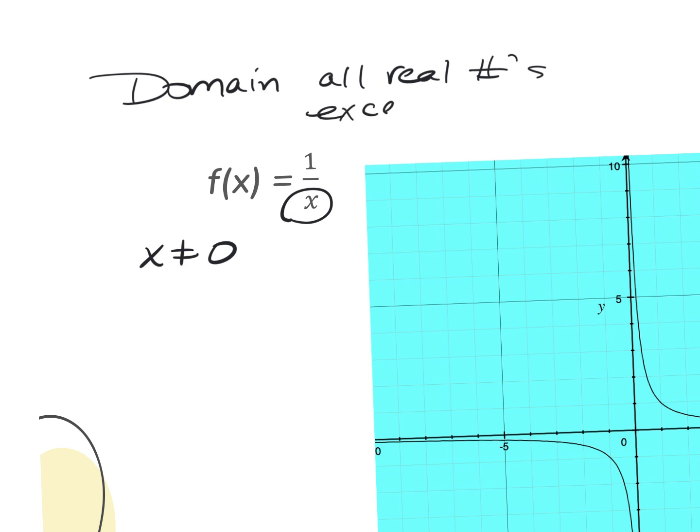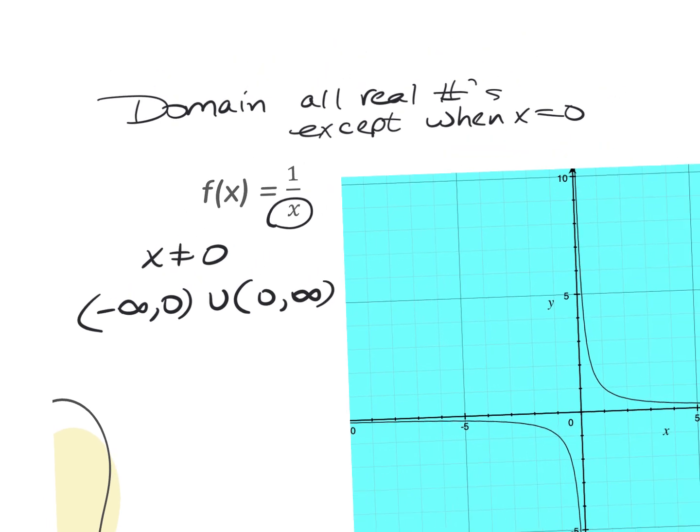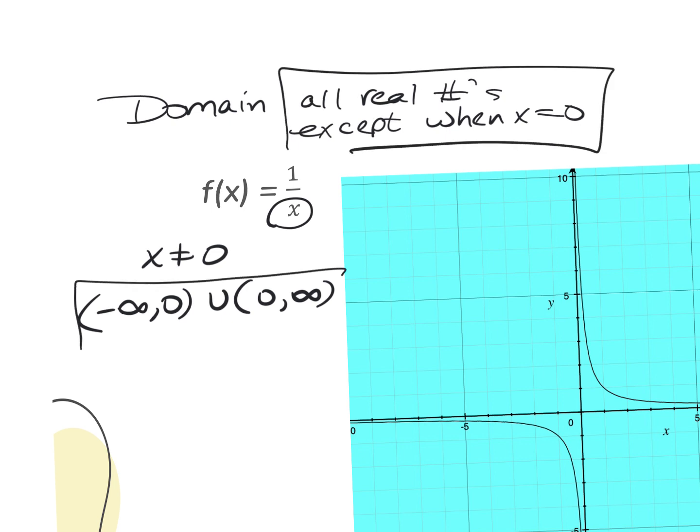except when x equals 0. And then if you had to write it in interval notation, remember that would be from negative infinity up to the 0, jump over the 0, we would union that, and then 0 to infinity. So this would be in words, and this would be the interval notation.